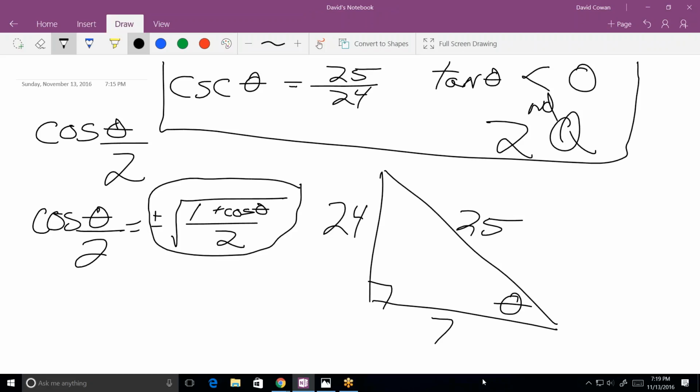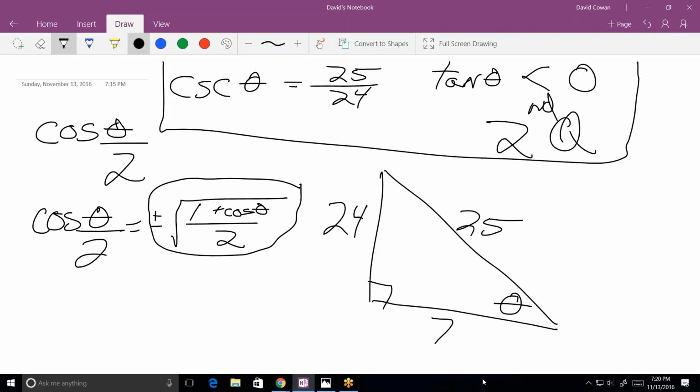First of all, let's plug everything in. Theta is in the second quadrant, right? From up here, we've got theta has to be second quadrant, because the cosecant is positive and the tangent's negative. So we know it's second quadrant.